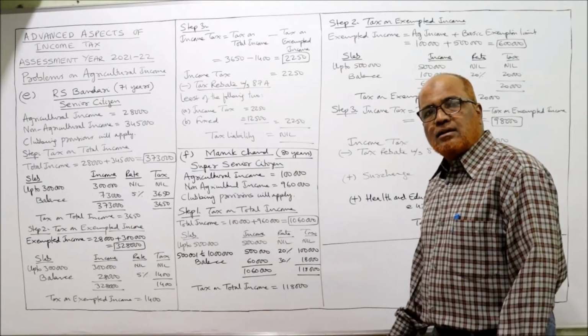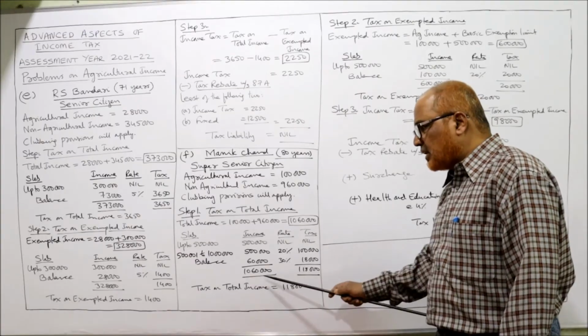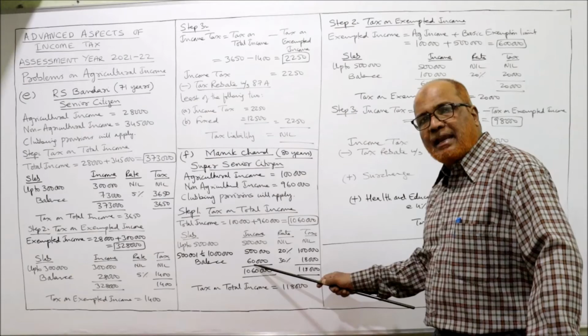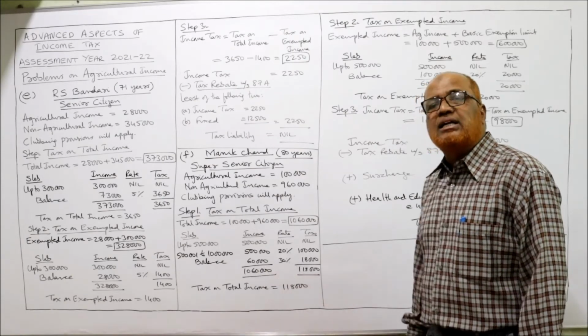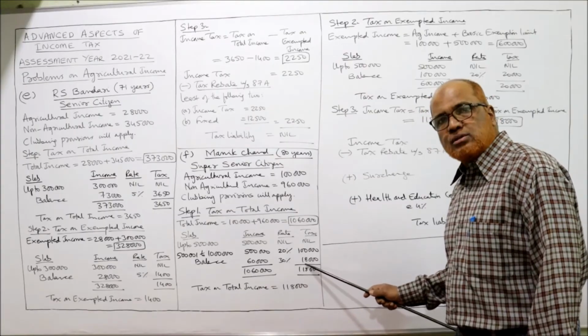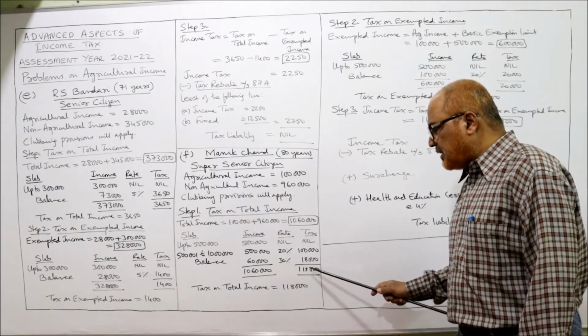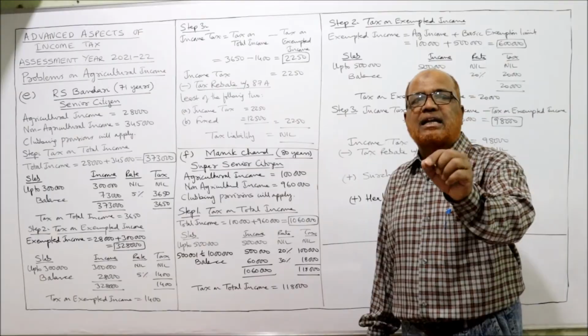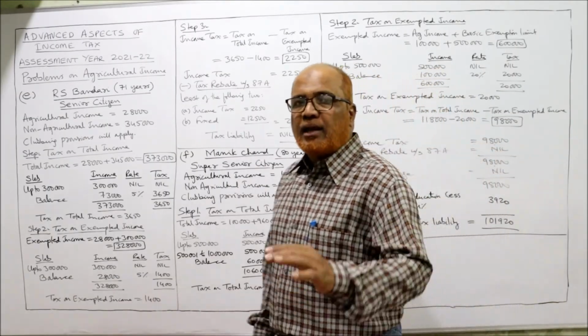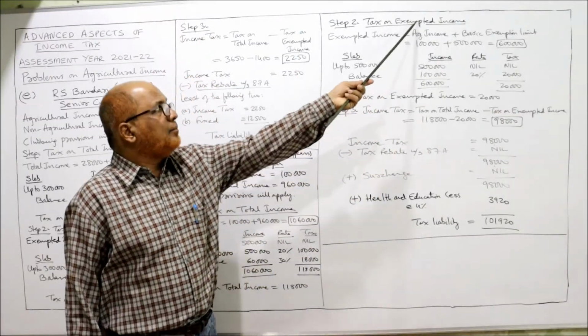Now balance. The total income is 10,60,000. So 10,60,000 minus 10 lakh, you will get 60,000 balance. On this 60,000, 30% is the tax rate. So 60,000 into 30%, 18,000. Now take the total, 1 lakh plus 18,000. 1 lakh 18,000 is the tax on total income.